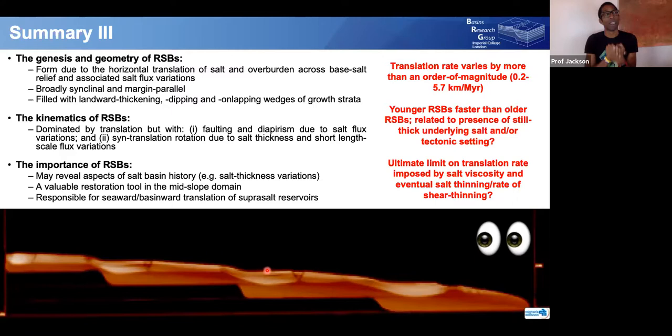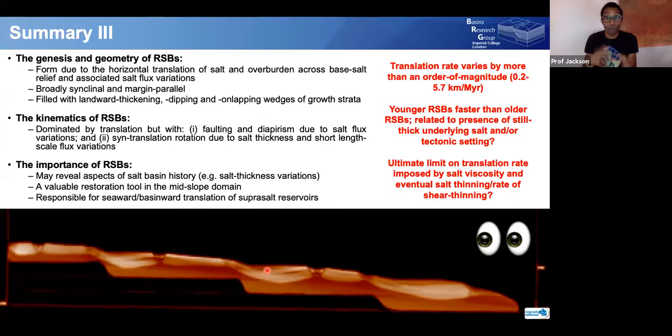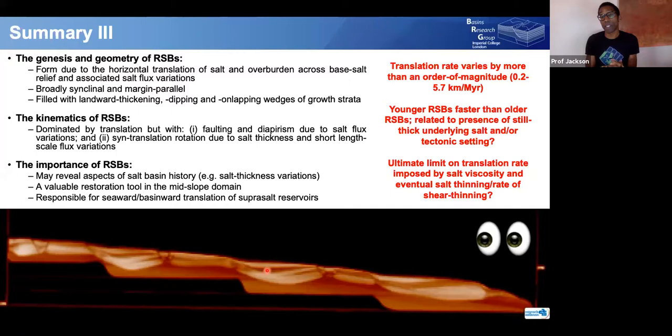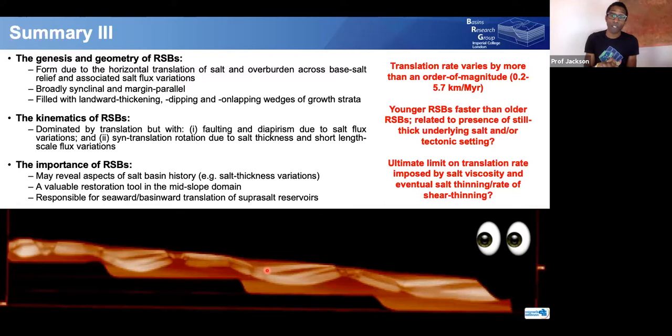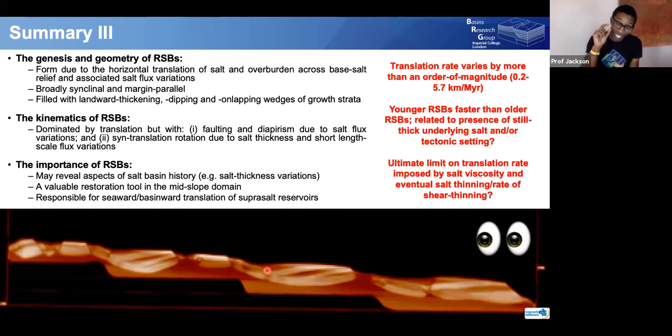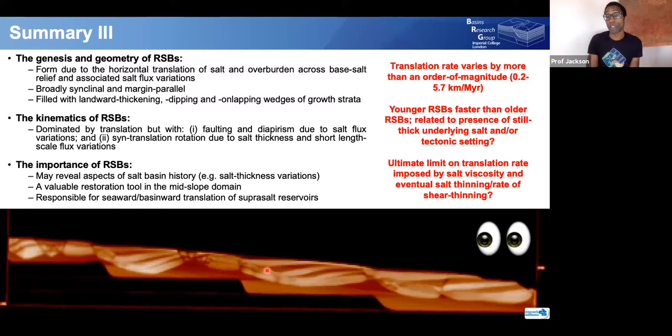So in some way, the faster translation is imposed by more rapidly uplifting continental margins or more rapidly uplifting hinterland areas. And that drives this fast seaward flow of salt and overburden. So just some things to think about. I wonder if the ultimate limit on the translation rate might be imposed by the salt viscosity. We have some experimentally derived idea of what the viscosity is for salt. So no matter how much you uplift it, it can only shear at a certain rate. And that's ultimately what dictates how fast salt can flow, and also its overburden can translate as well.